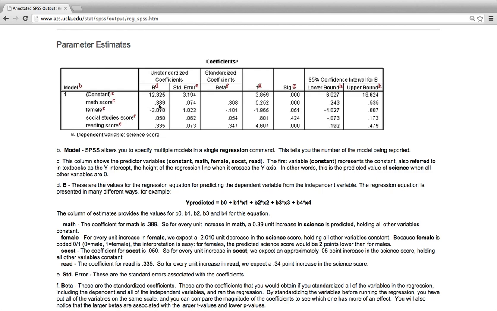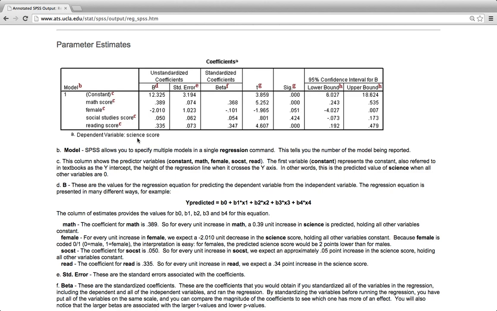So what we can conclude here, since we're all math geeks, let's concentrate on the math score. The beta that we're used to calculating and interpreting would be 0.389. So what we would say here is, controlling for gender, social studies score, and reading score, a 1 unit increase in math score will give a predicted 0.389 unit increase in science score.